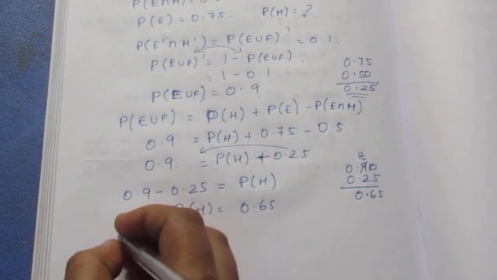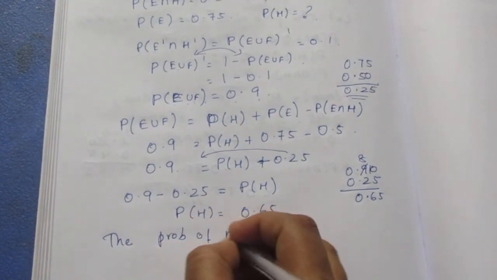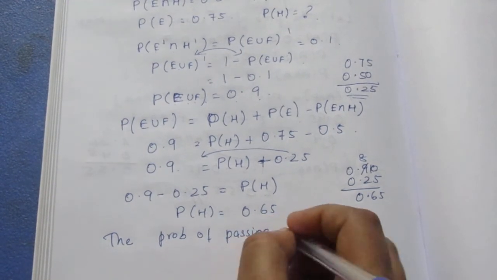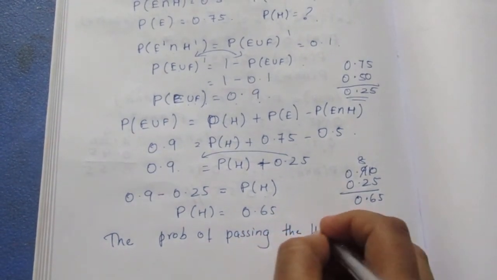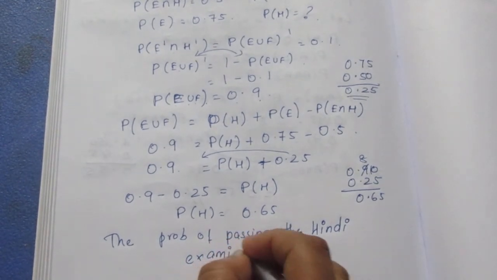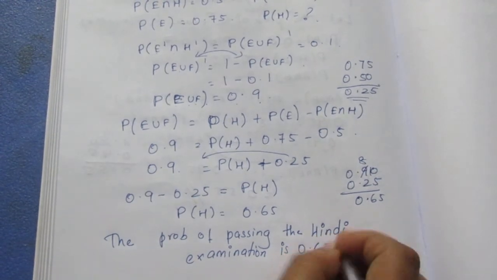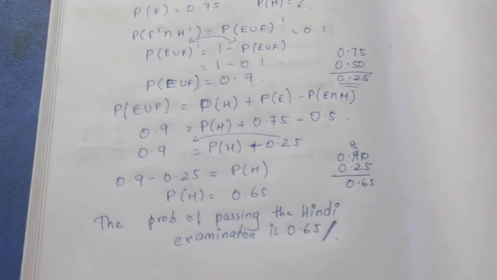Now complete the answer as: the probability of passing the Hindi examination is 0.65. That's all with the sum. Thank you.